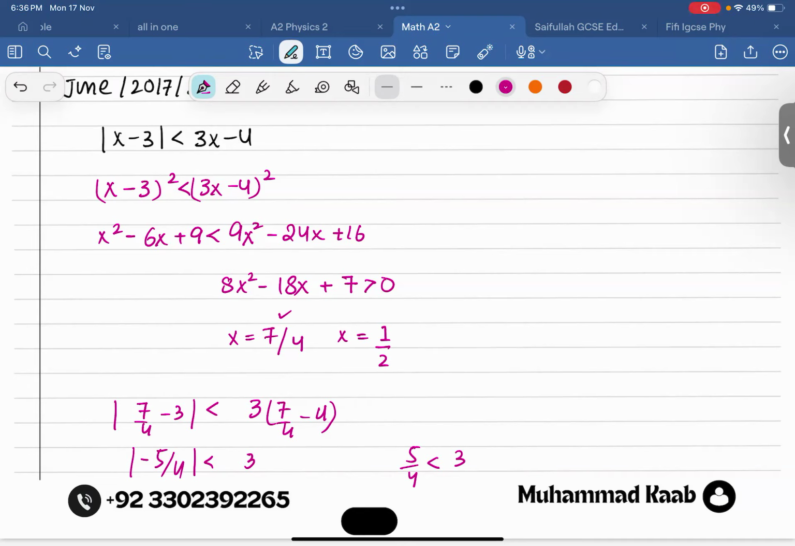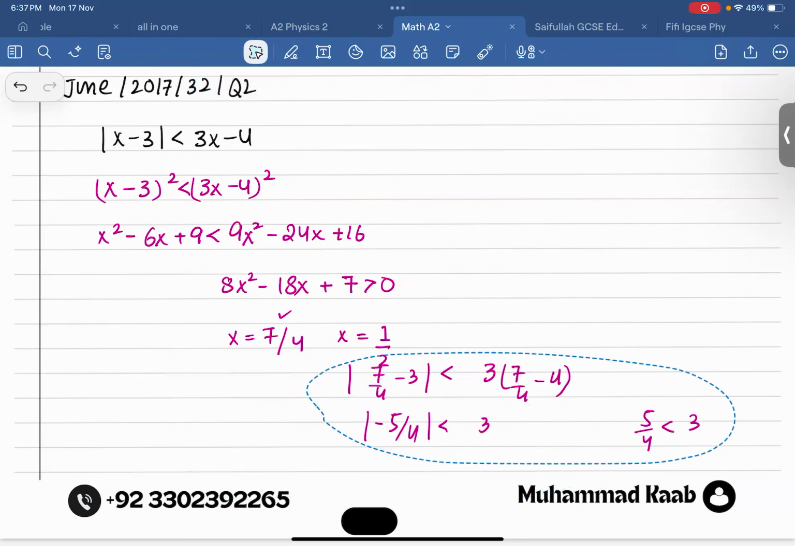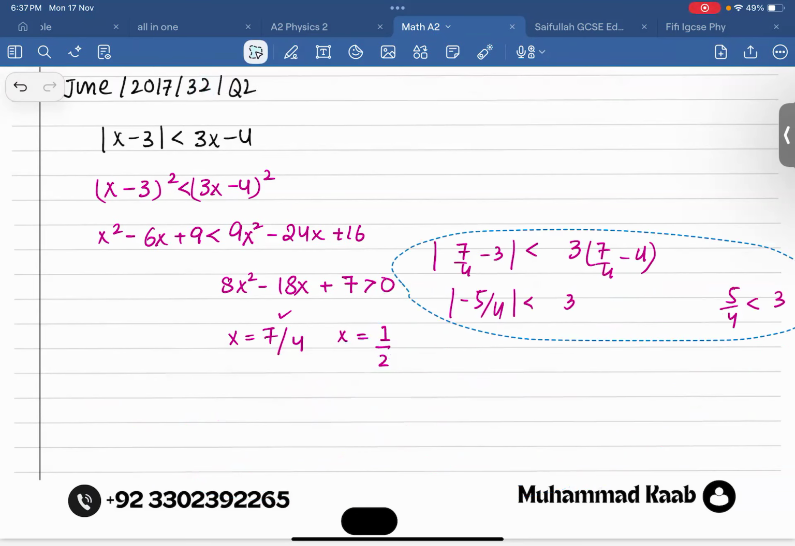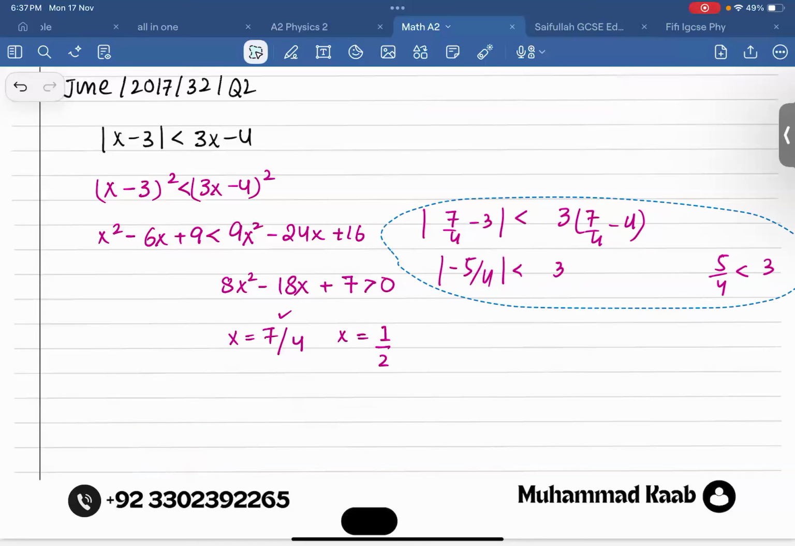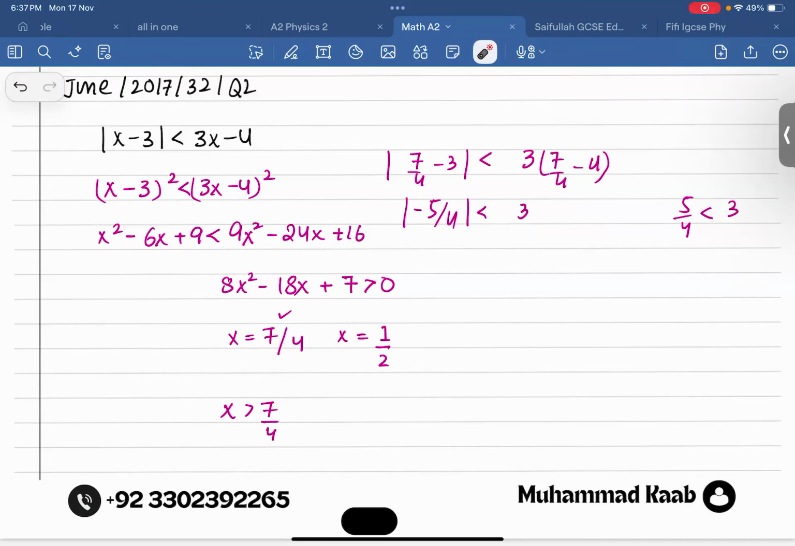So x would be greater than 7 over 4, right? Because this thing is less than 3.